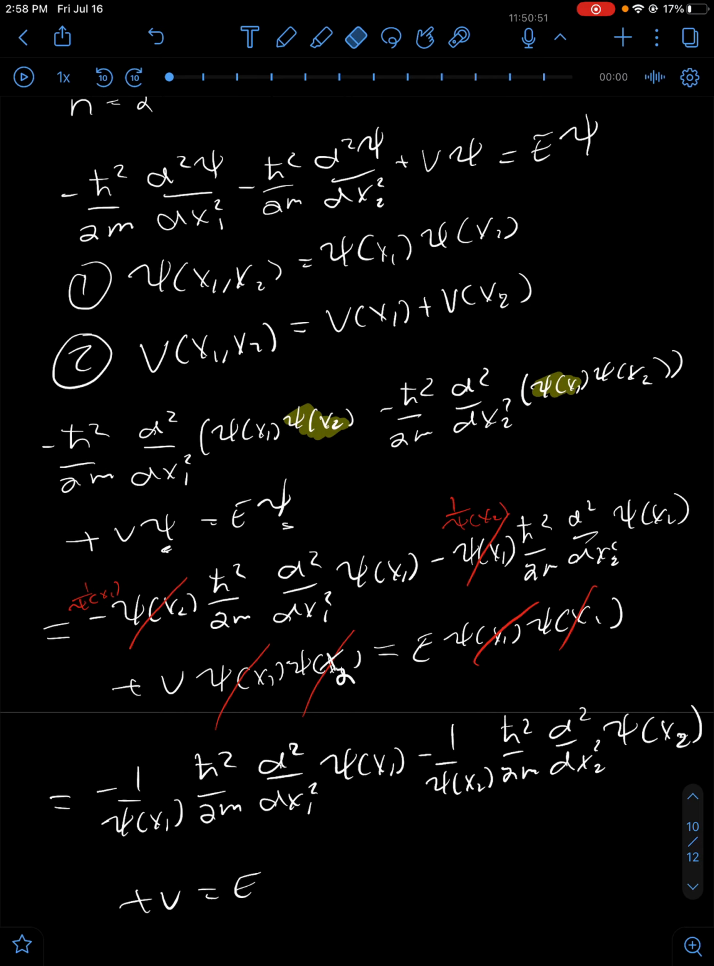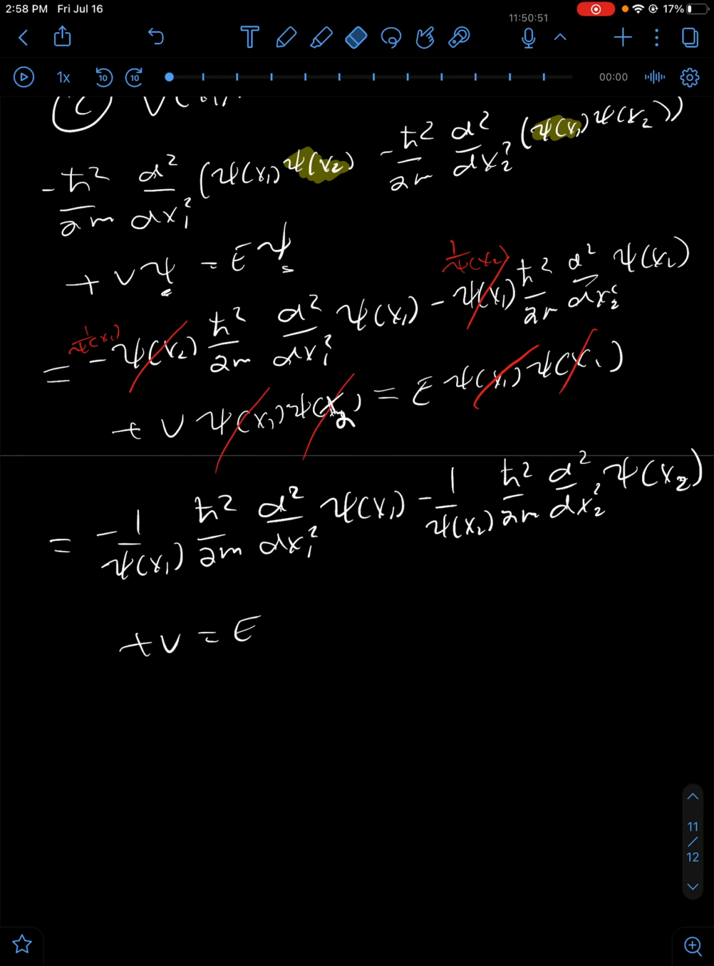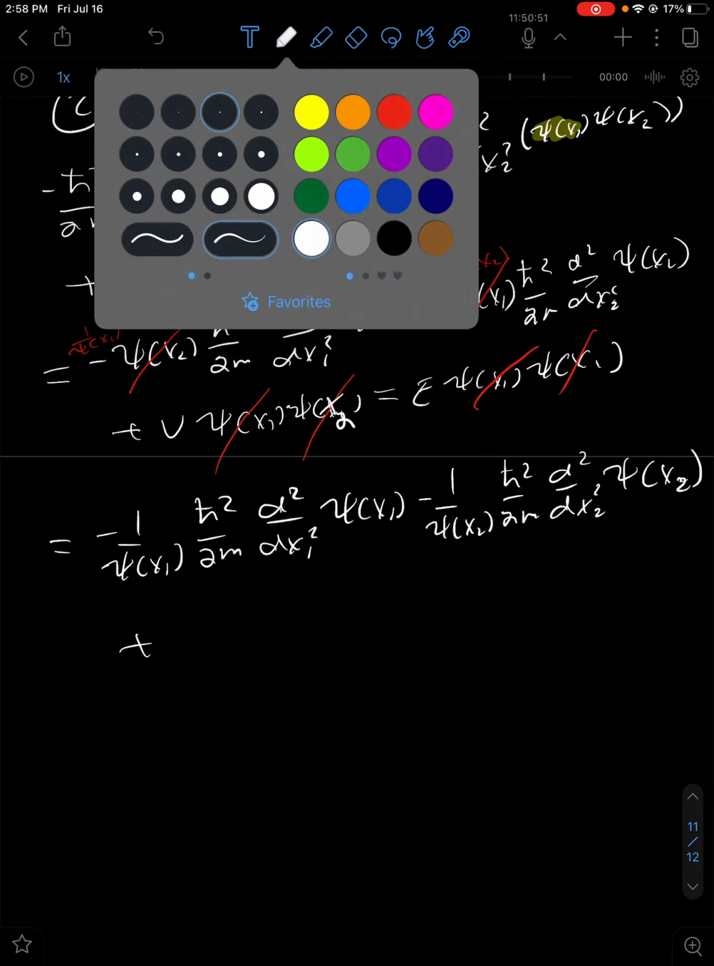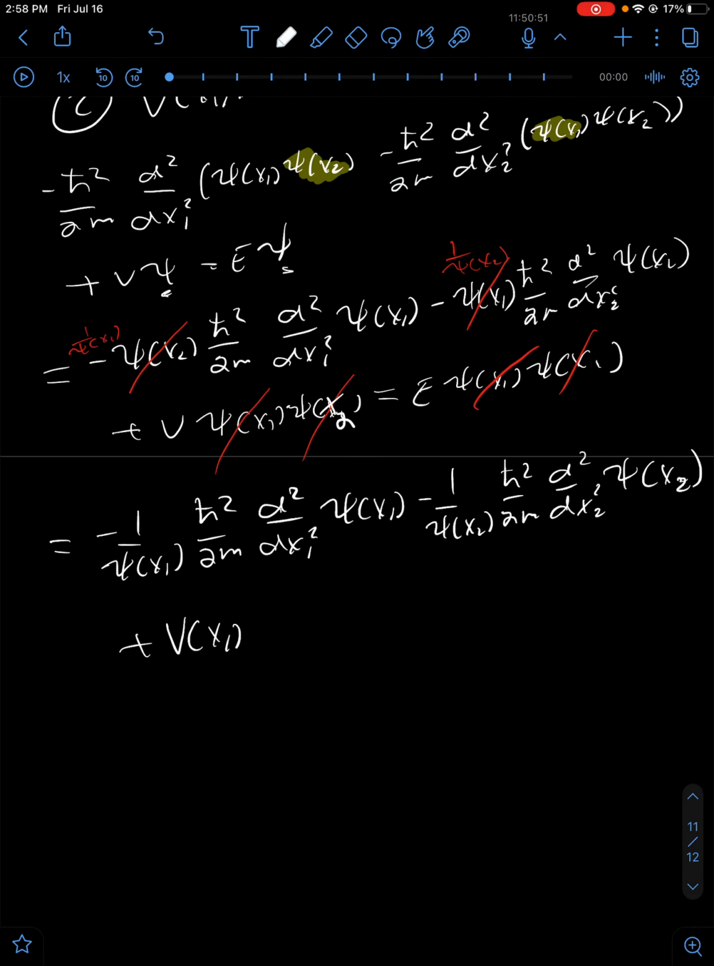Okay, all right. So here is where we plug in the separability of the potential. So remember that the potential can be separated into two terms. Well, we assume it can. V of x1 plus V of x2, right?